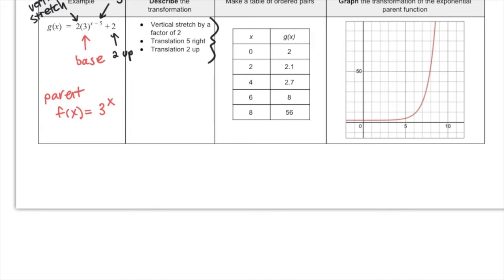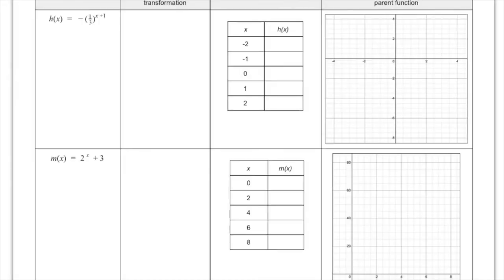I used a calculator to get some values for some points in a table, and then I used those points to create this graph in Desmos. See, here's the points from my table plotted on that graph. Take a look at h of x. Just by looking at this function, what can you tell about it? Pause the video for a minute and write down everything that you predict about the graph of this function, then hit play again.